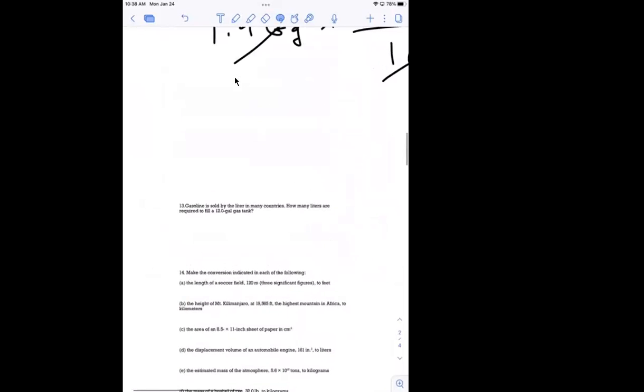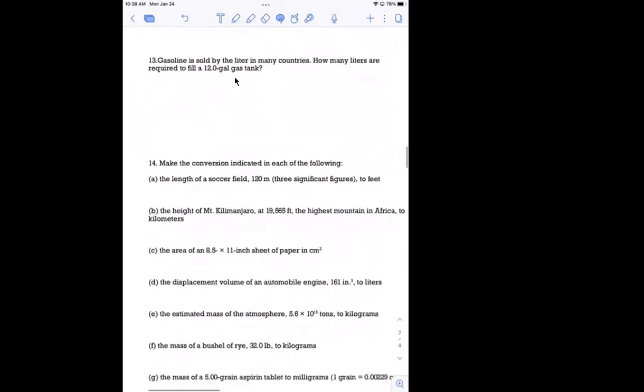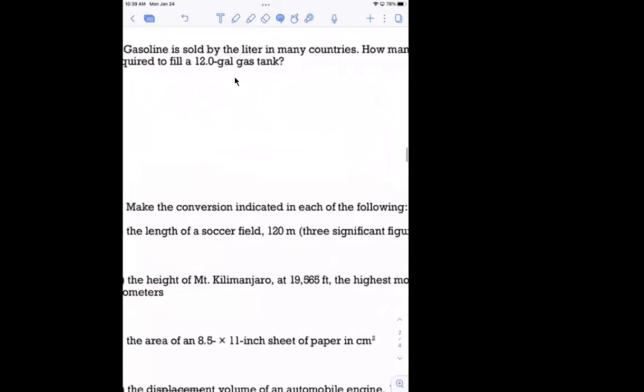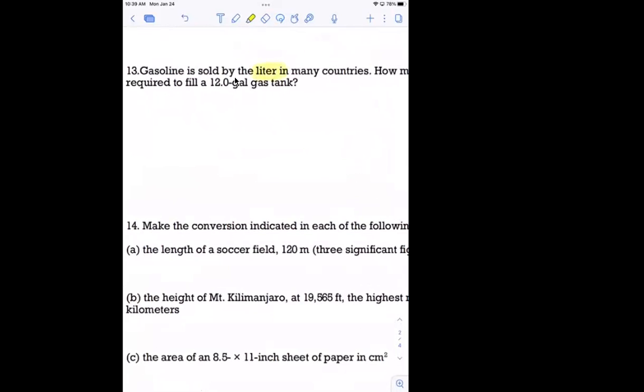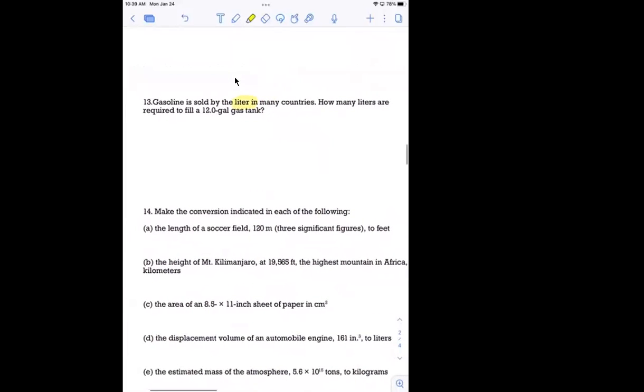All right. So these are some other calculations, but they have more context, more nuance to them. So here it says gasoline is sold by the liter in many countries. How many liters are required to fill a 12-gallon gas tank? So what do we need to know? The conversion factor for gallons and liters. Yes, thank you. We know one of our units is liters that we're looking for. We know we have a 12-gallon tank, so we need to know the conversion factor from gallons to liters, right?